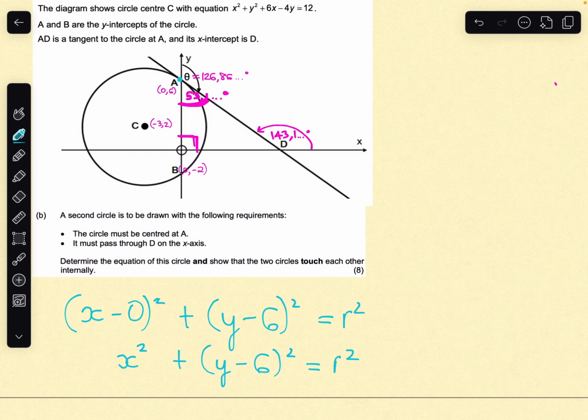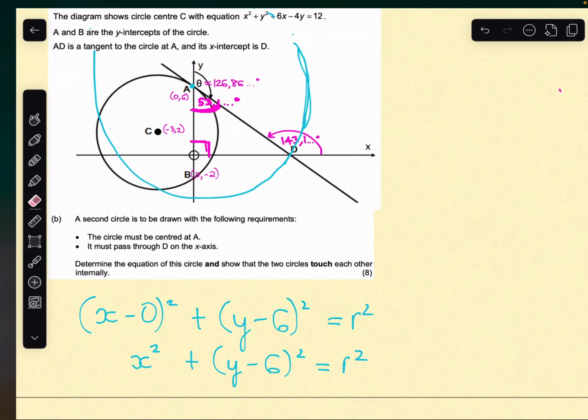And then it's going to pass through D. Right, so maybe something like that. Is that going to become an arc? No, it does not become an arc. Okay, so our circle looks something like that, and of course it goes all the way there, but I don't want to get in the way of my question.